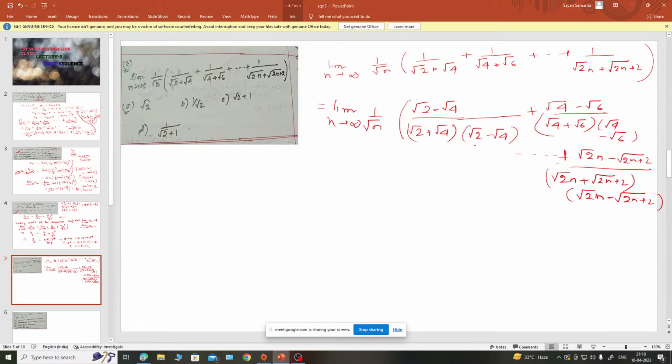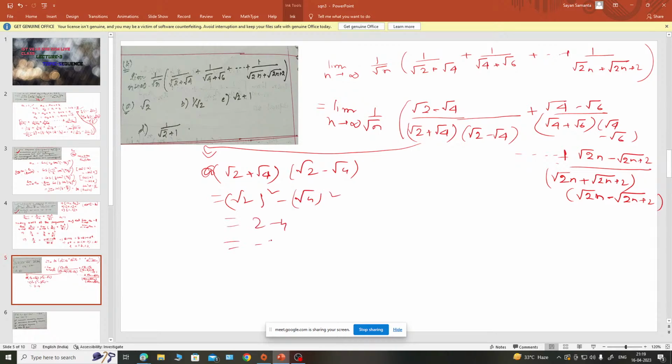Okay, so this is the form a square minus b square. We can write root 2 plus root 4 into root 2 minus root 4, that is (a plus b) into (a minus b), that is root 2 square minus root 4 square. So we can write 2 minus 4, that is minus 2. Similarly here also minus 2 exists, here also minus 2 exists.